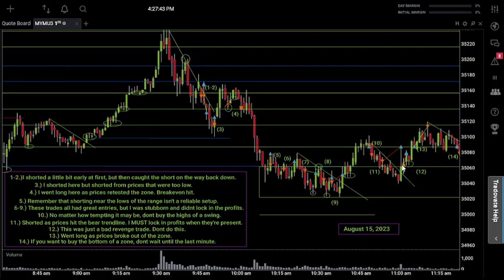You just want to wait and be patient. And that's the biggest lesson I took away from trade 12. So then we come back up to 13.